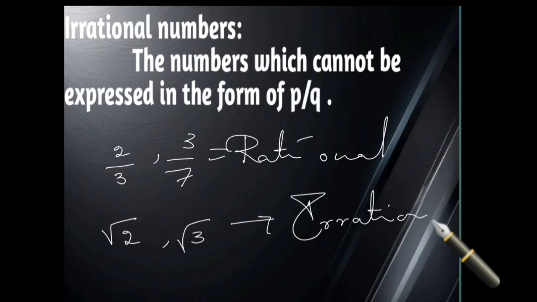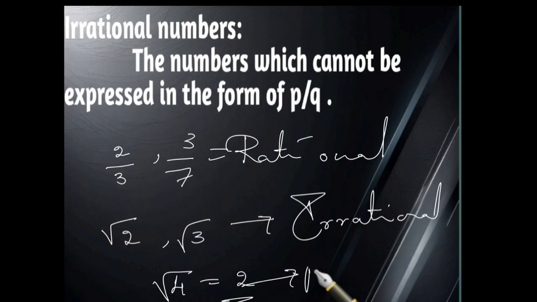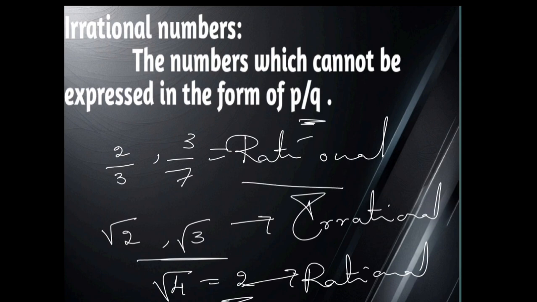These are irrational numbers. Suppose we take root 4, we can write root 4 as 2. So this is not an irrational number, it is a rational number. Numbers which cannot be expressed in the form of p by q are called irrational numbers. 2 can be written as 2 by 1 also, so this is a rational number.